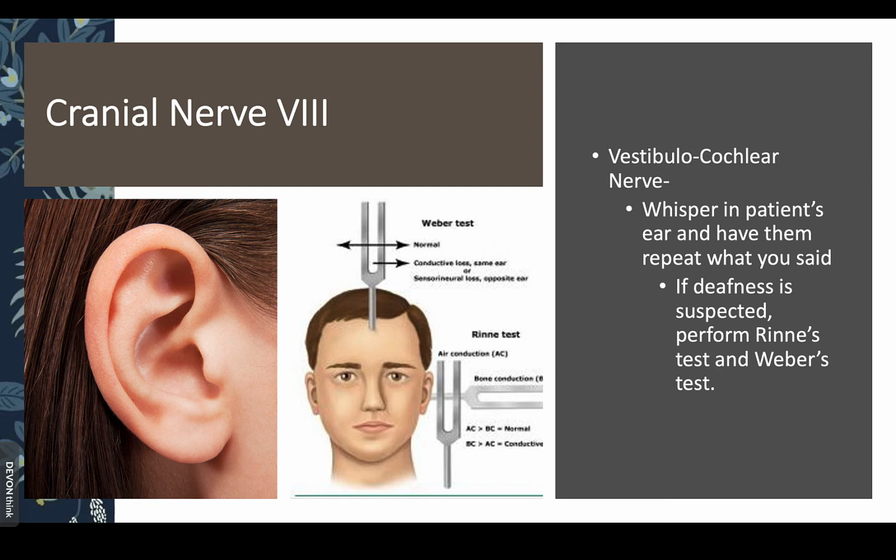The vestibulocochlear nerve. So you want to do the whisper test. This is on your comprehensive assessment, so you want to make sure that you understand how to do that. You want to whisper in the patient's ear and have them repeat what you said. If deafness is suspected, you want to perform the Rinne and Weber tests. And there is a video on the course to show you how to do those. We're not going to do it here.